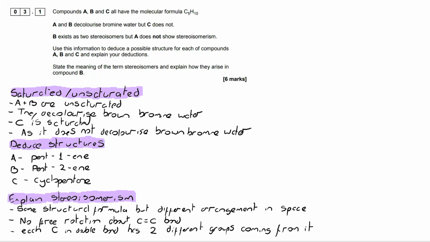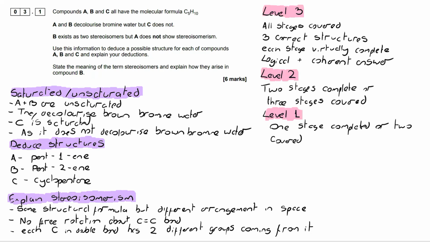So where do the marks come from on this? Well, again, there's a familiarity on 6 markers. If you've covered all 3 of the stages and they are virtually correct, you've given all 3 correct structures, and your answer is logical and coherent, you get into level 3 and you're going to get 5 or 6 marks. To get to level 2, you need to have done 2 of these stages completely, or you've got to have attempted and covered 3 of them to an extent. And for level 1, you've got to have completed 1 stage completely, or you've got to have attempted and completed to an extent 2 of the stages.